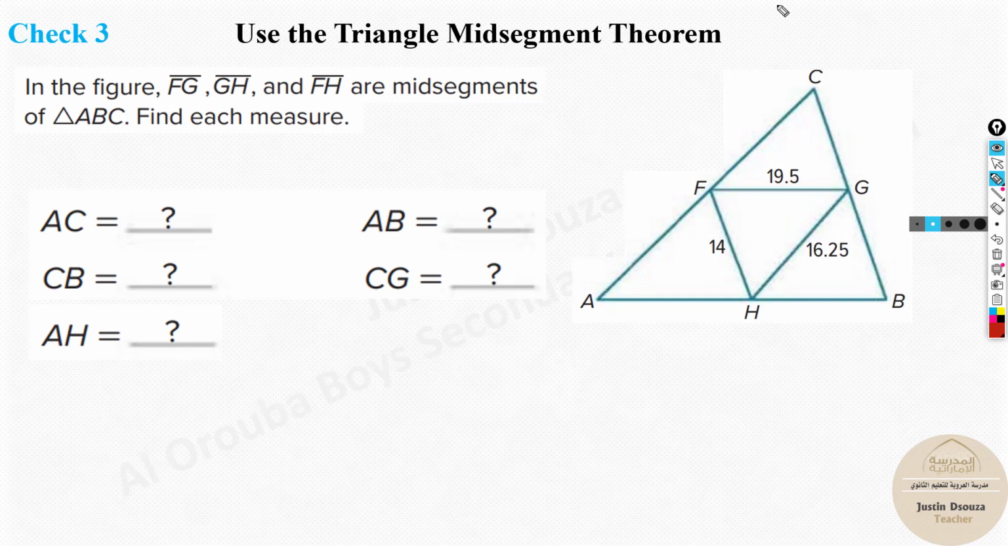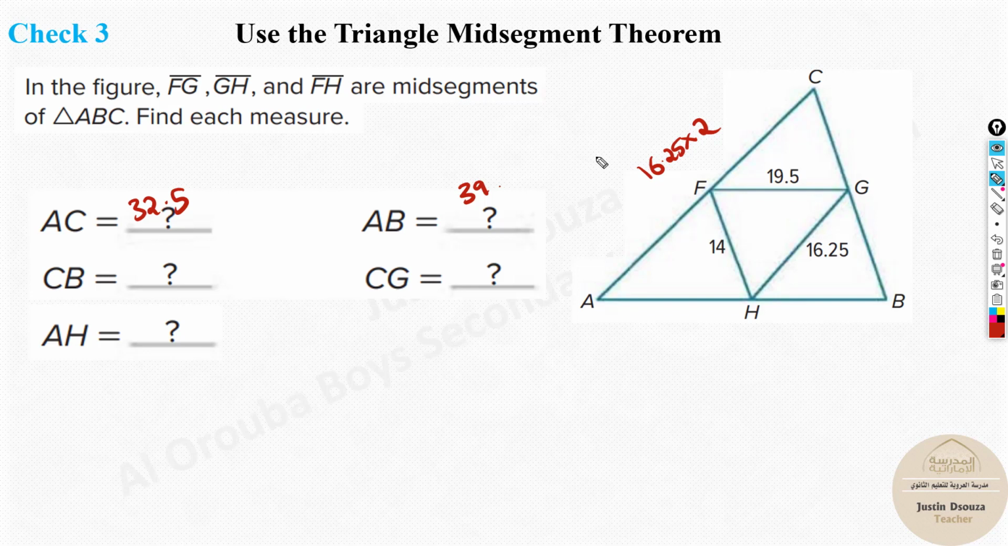Now, AC, where is AC? AC is the total length. So AC would be 16.25 times 2. 16 times 2 is 32, plus half will be 32.5. Now what about AB? Where is AB? AB is this. It will be 19.5 times 2. It will be 39. Now AB is done, because AB is 2 times FG.